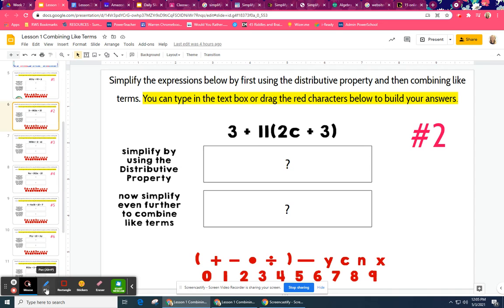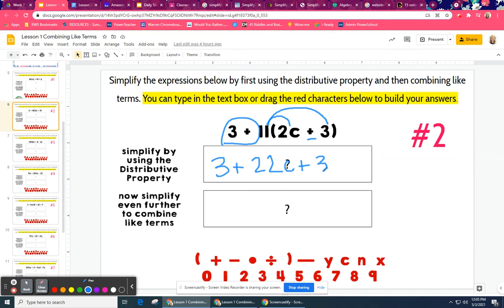All right, so on this one, we have the 3 plus at the beginning. I'll just copy that down. I'm not going to do anything with it yet. Then you have 11 being distributed to both of these numbers in the parentheses. 11 times 2c is going to be 22c. Keep the plus sign from right here. And then 11 times 3 is 33. Then I need to simplify even further by combining like terms. I've got a positive 3 plus 33 at the end, and that would simplify to 36. So I've got 22c, there's nothing I can combine that one with, plus 36.